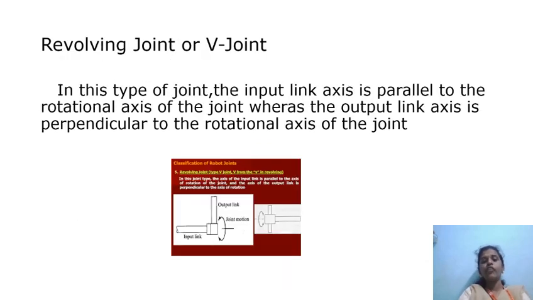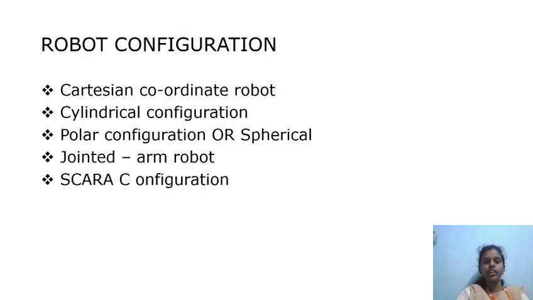And next, revolving joint or V joint. In this type of joint, the input link axis is parallel to the rotational axis of the joint, whereas the output link axis is perpendicular to the rotational axis of the joint. Here, the input link is connected in parallel direction and the output link is connected in the perpendicular direction to the revolving joint. And there are several types of robot configurations. They are Cartesian coordinate robot, cylindrical configuration, polar or spherical configuration, jointed arm robot, and SCARA configuration.